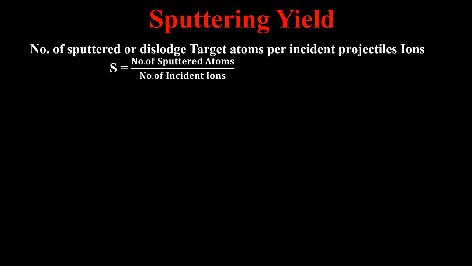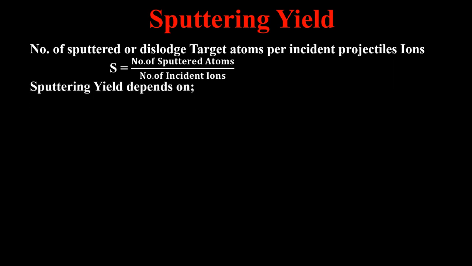Sputtering yield is basically the outcome of the sputter deposition. It means that the thin film which we receive after the sputtering deposition is defined as the number of sputtered or dislodged target atoms per projectile ion. The dislodged atoms are the atoms from the source material. They are removed from the source material by highly energetic projectile ions.